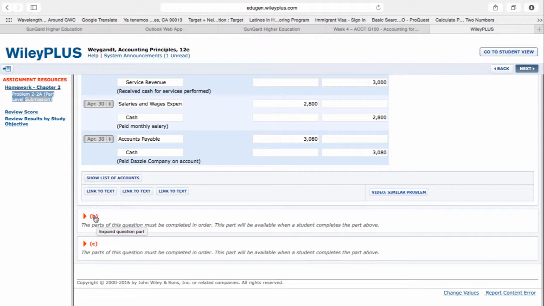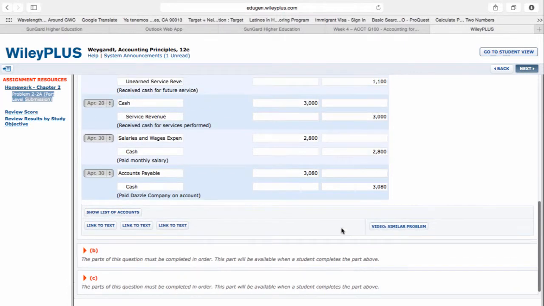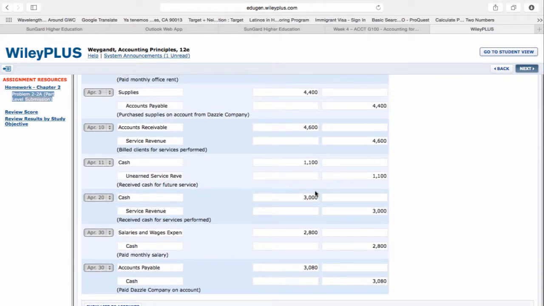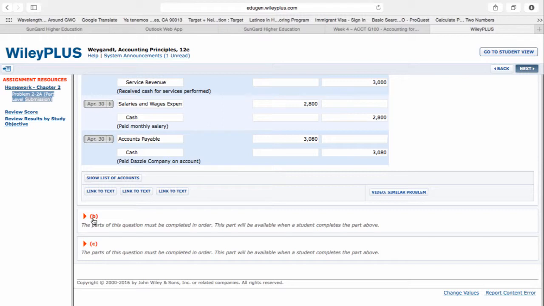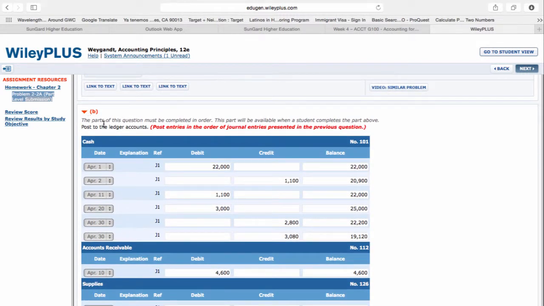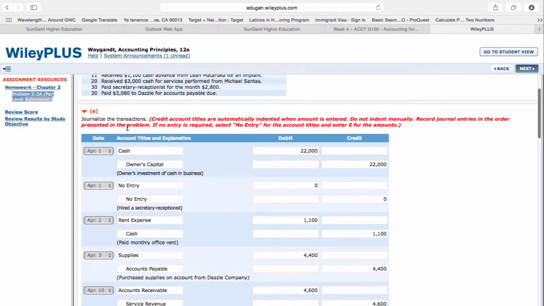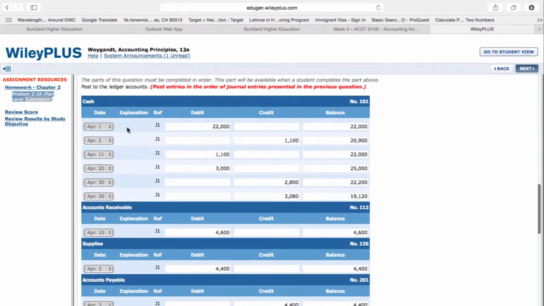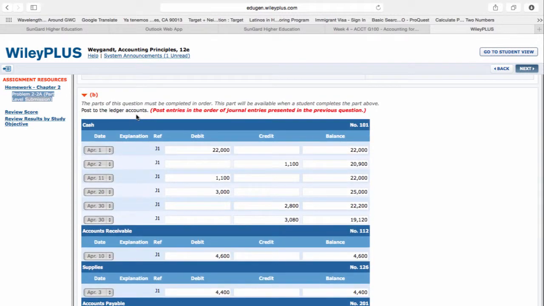it's going to take you to part B. And notice it says the parts of this question must be completed in order. This part will be available when a student completes the part above. If you don't do this part completely, you can't move on. It's going to take you to this. And this part, it says you have to post everything that you had in the general journal. Now you have to post it to the ledger.